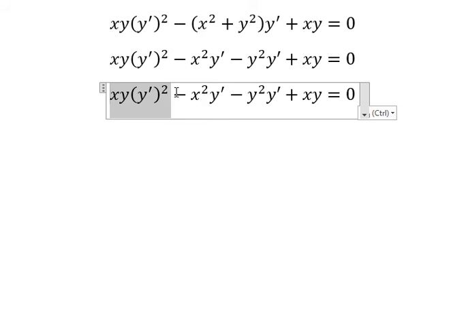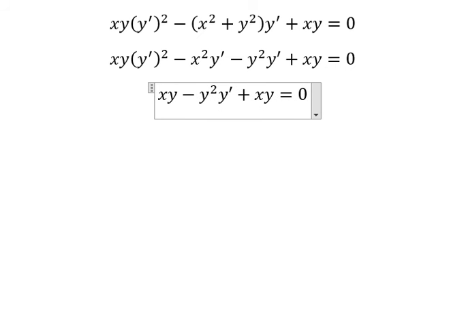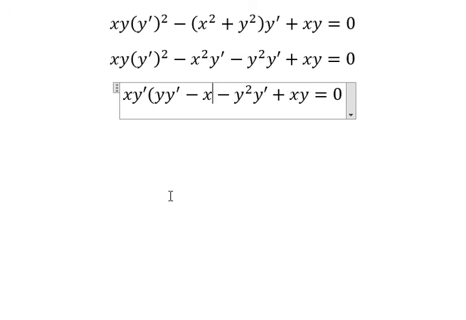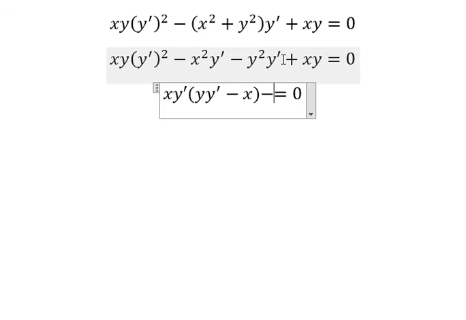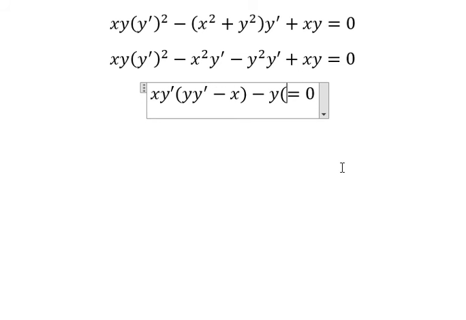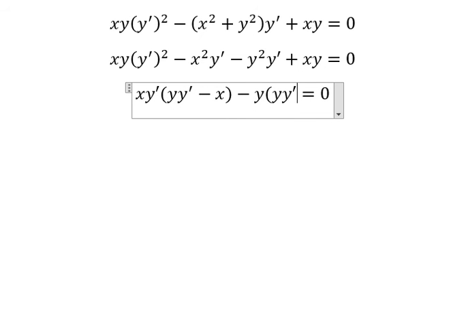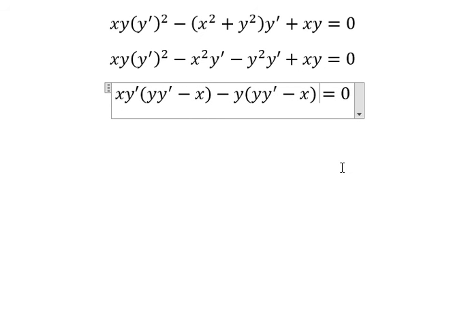So we can do factorization of this one. We have x and the first derivative of y. We can factorize in here. We do similar for this one, and we have y. Now we do another factorization in here and here.